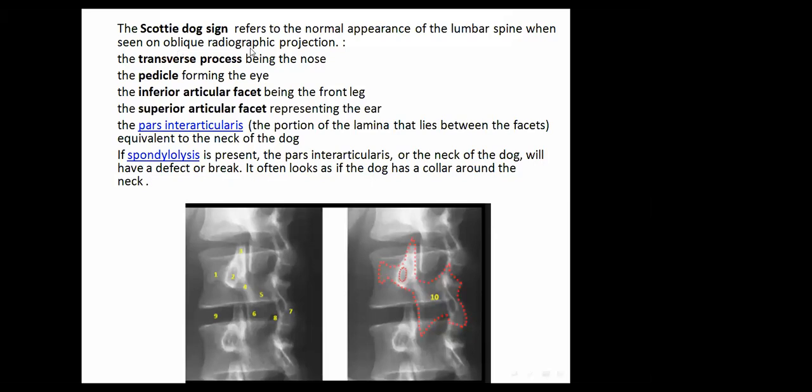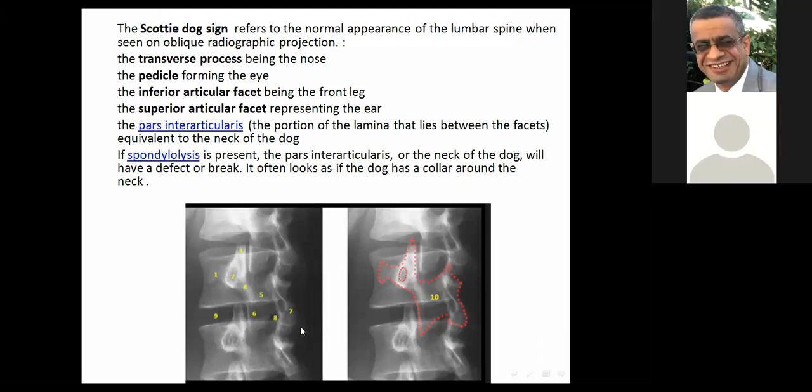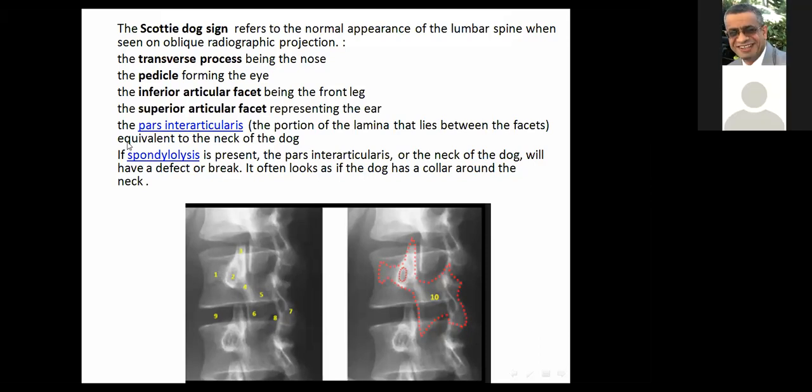Scottie dog sign in normal oblique radiography shows a Scottie dog. The transverse process is like the nose, the pedicle the eye, the inferior articular facet the front leg, and the superior articular facet represents the ear of the Scottie dog. The pars interarticularis, the portion of the lamina that links the facet, is equivalent to the neck of the dog.